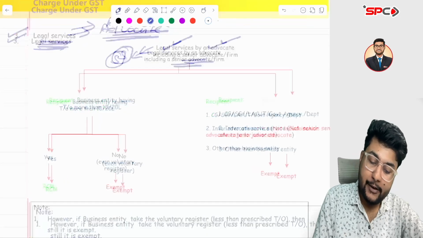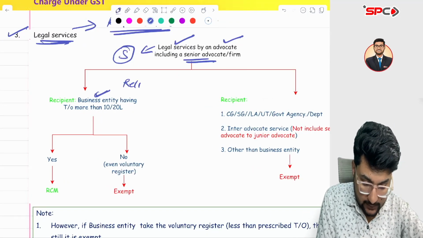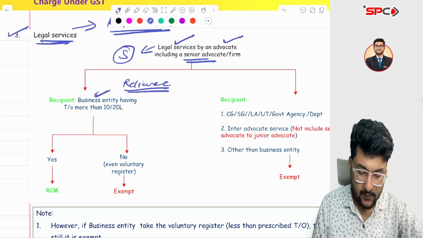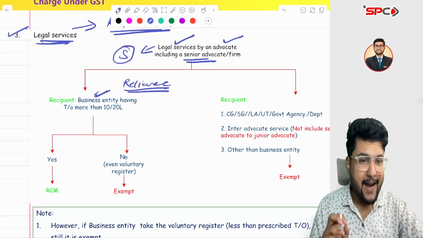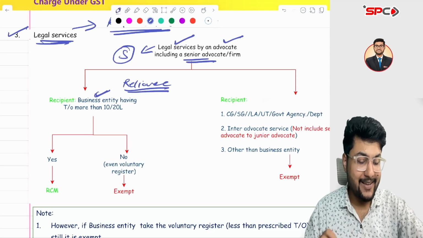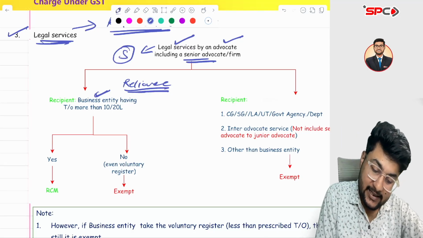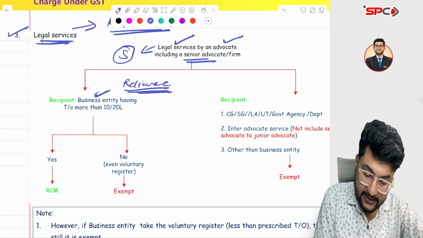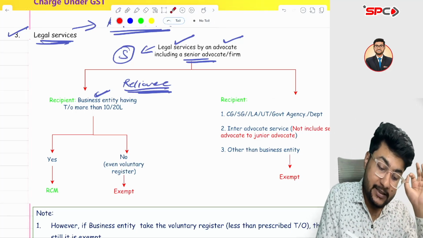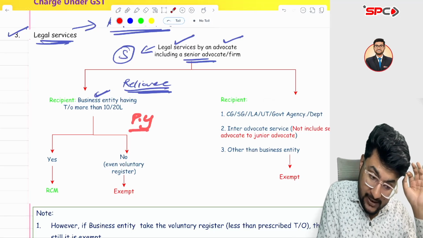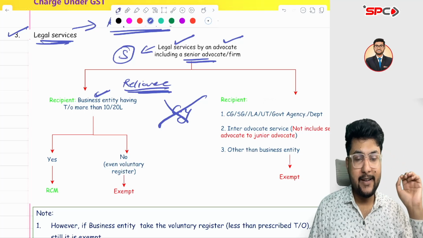If you are providing it to a business entity, suppose Reliance hired you against a case which I have filed against them. In that case, since Reliance is a business entity and is taking legal services, and his turnover in the previous year, not the current year, please don't apply the current year.